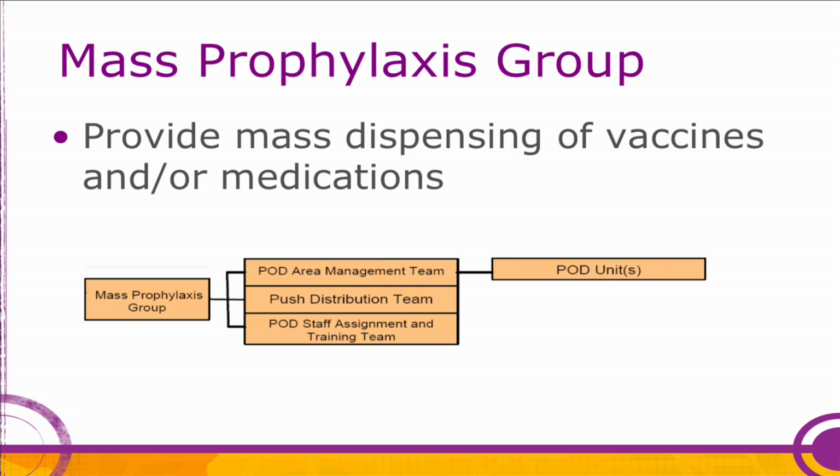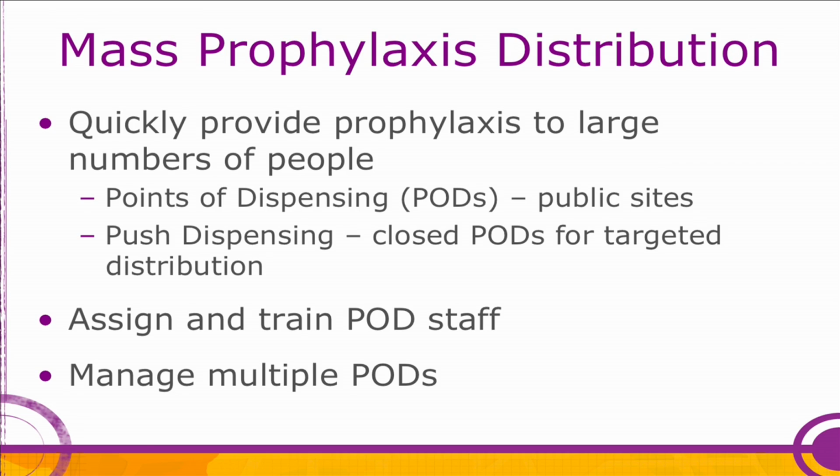It's possible that during an infectious disease emergency, you may need to quickly provide vaccines or medications to large numbers of people. The purpose of the Mass Prophylaxis Group is to provide mass dispensing of vaccines and/or medications during the infectious disease emergency response. There are several ways to distribute mass prophylaxis during an emergency. One of the ways is to use point of dispensing, or POD sites.